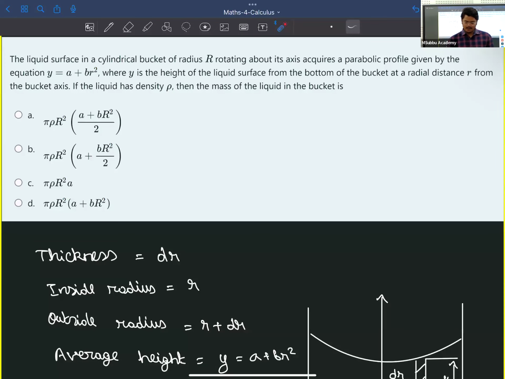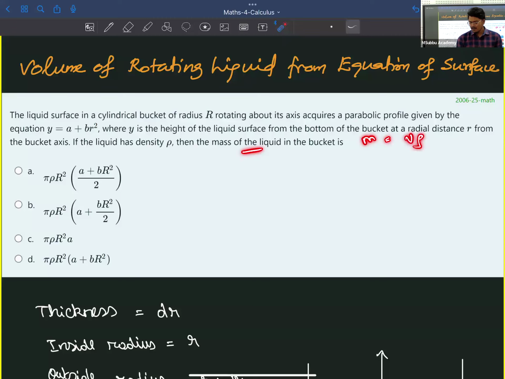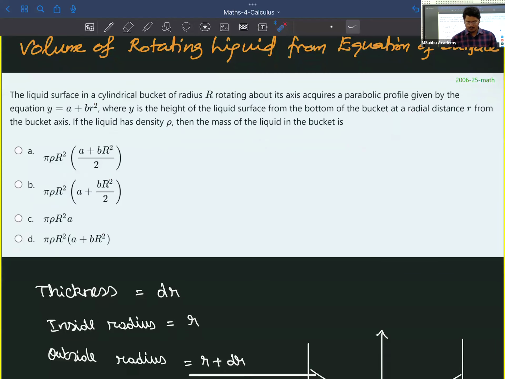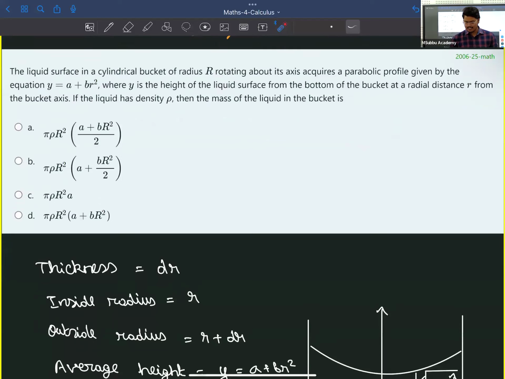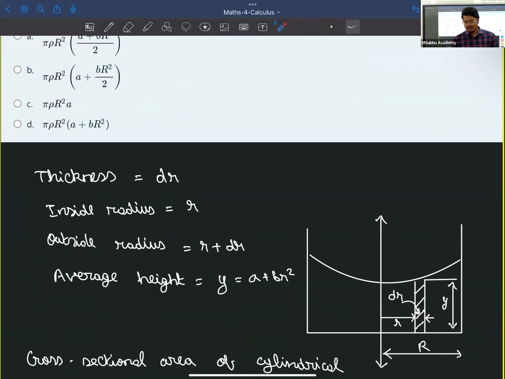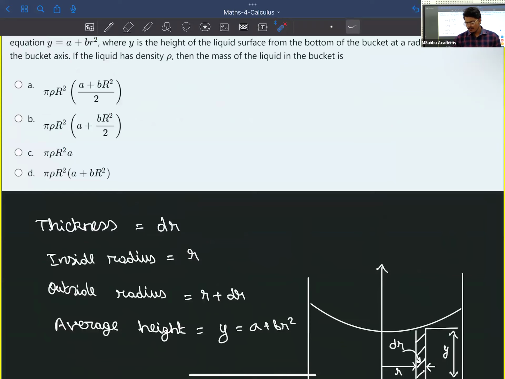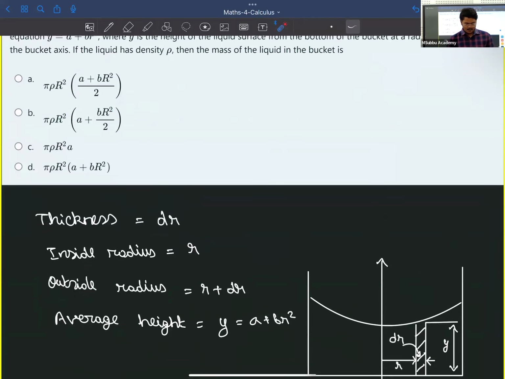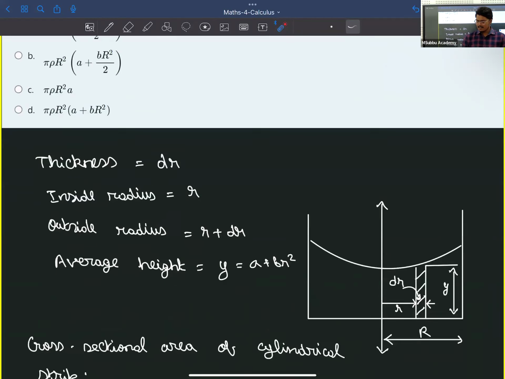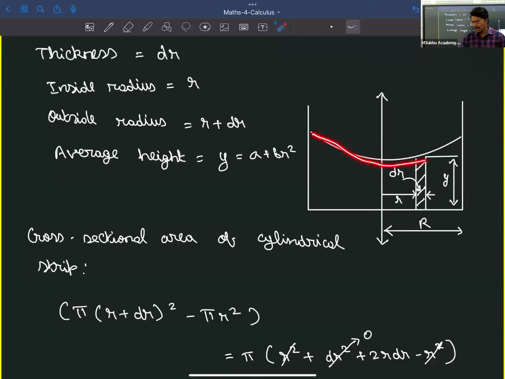The mass of the liquid is m equals volume into density. But we don't know the volume, so we have to find the volume for the changing term. For finding the volume directly, we can use volume equals area into height. This is the basic concept we are going to use. Here we have a cylindrical profile, and the surface is a parabolic profile.